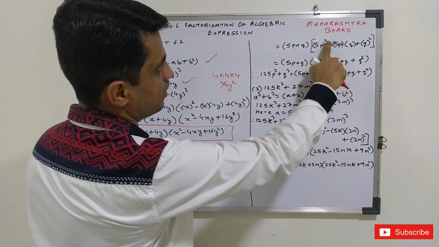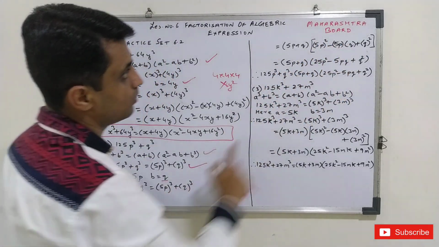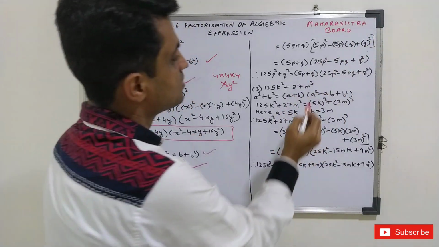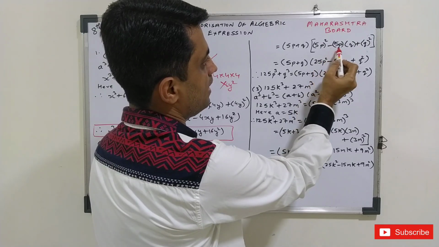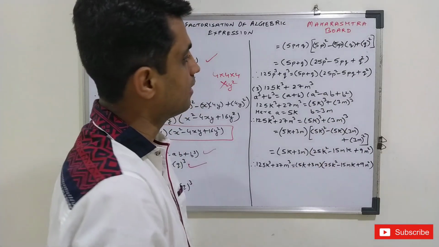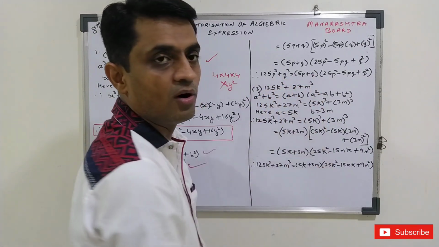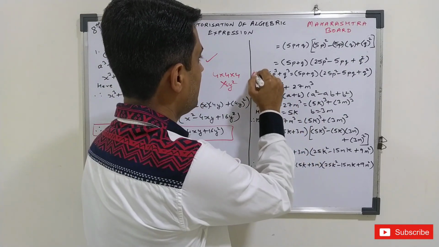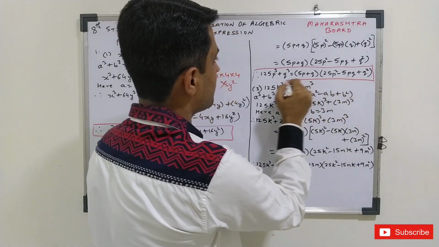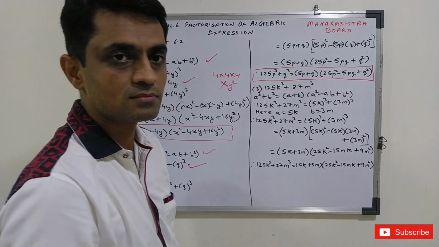What is a square? 5p the whole square. Minus a into b means 5p into q. Plus b square means q square. So this will become 25p square minus 5pq plus q square. We remove the bracket. So 125p cube plus q cube is equal to what? 5p plus q, and what we got? 25p square minus 5pq plus q square. This will be the final answer.